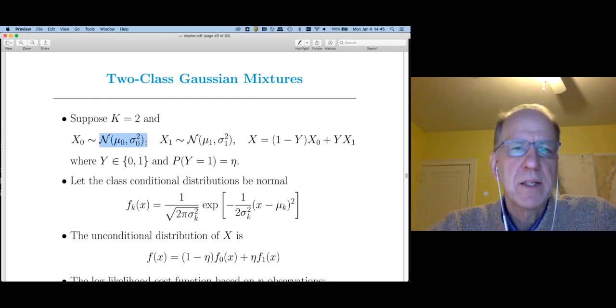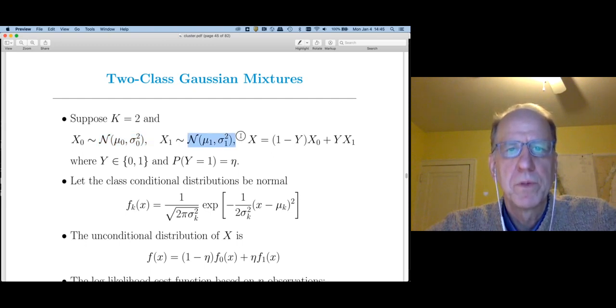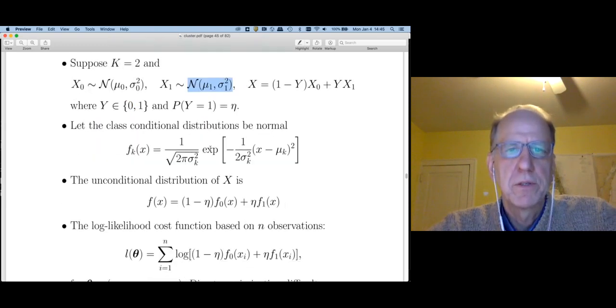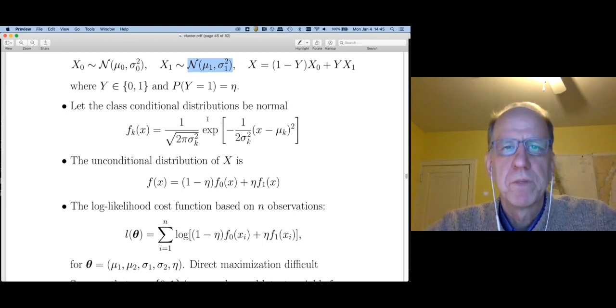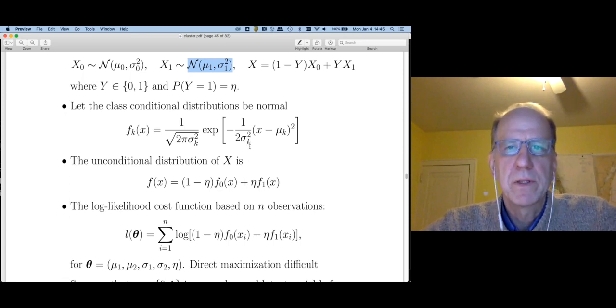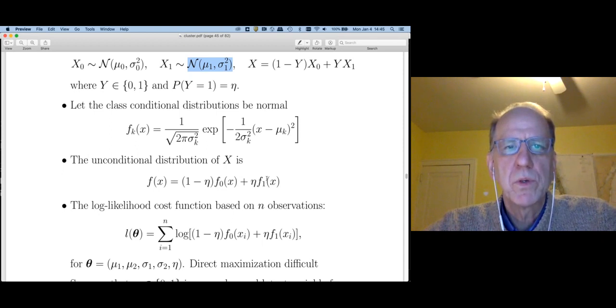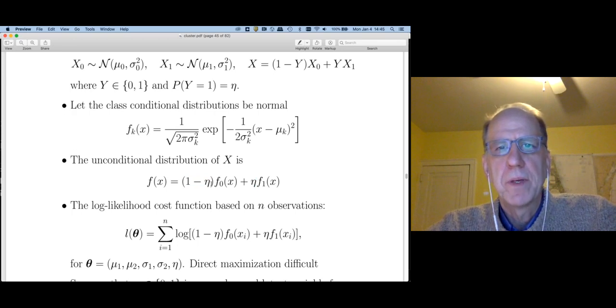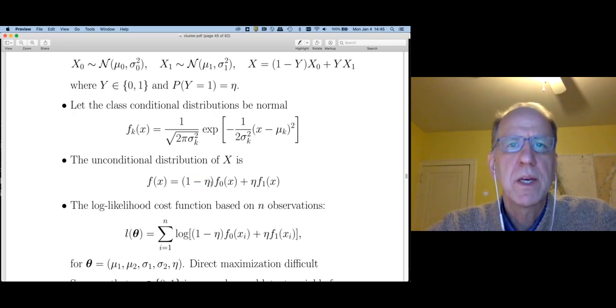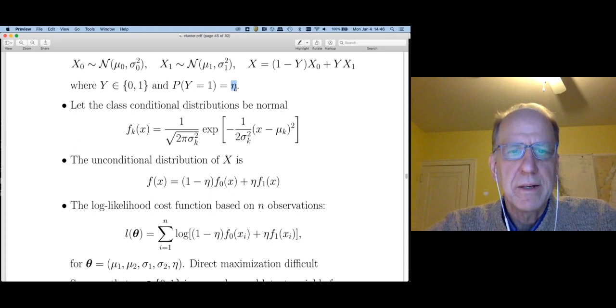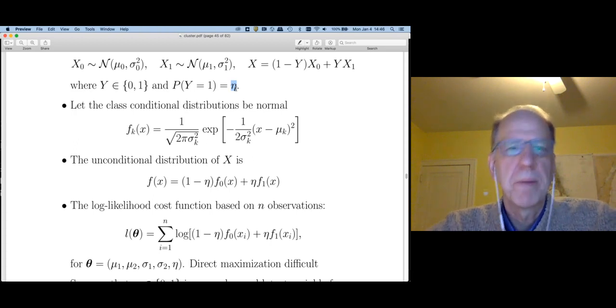I'm going to assume that my class conditional distributions are normal with different means and different variances. So the class conditional distribution is just the formula for a normal distribution with mean mu sub k and variance sigma k squared. The unconditional distribution will be the sum of these two class conditional distributions weighted by the priors. Our job is to estimate the parameters. In this case, the parameters are the two means, the two variances, and the prior probability eta. We're going to do that with maximum likelihood.